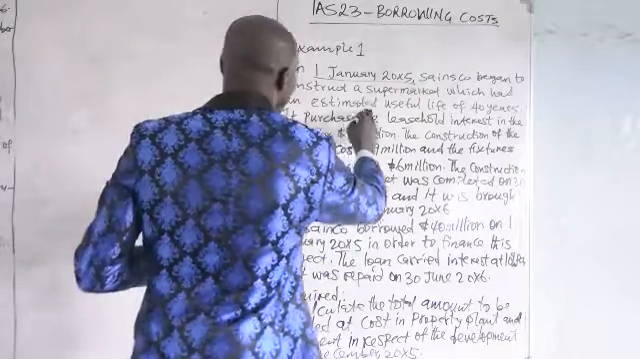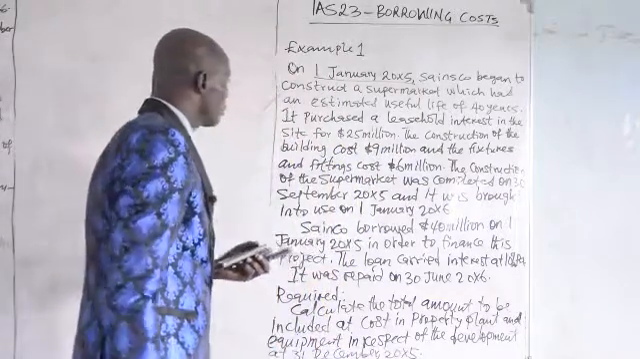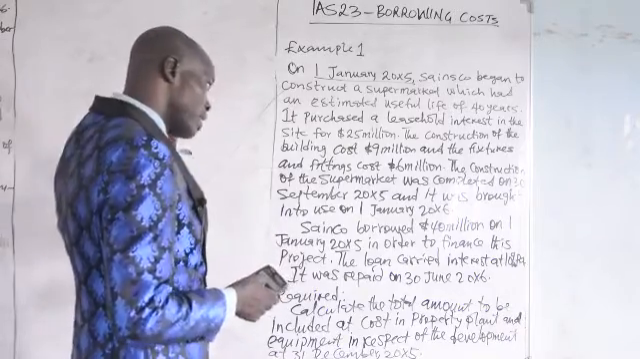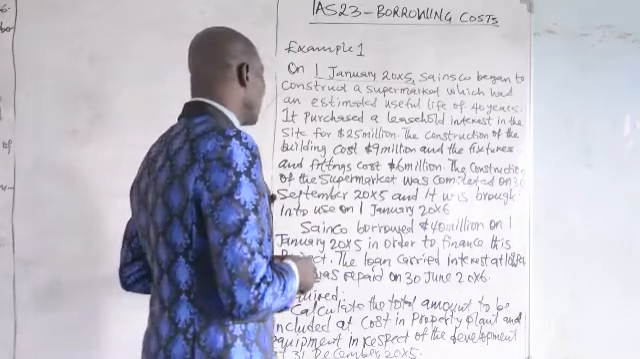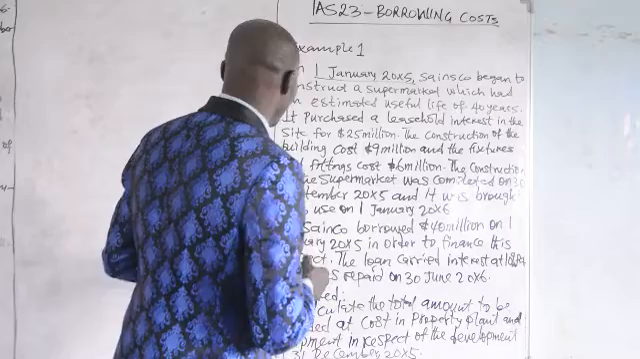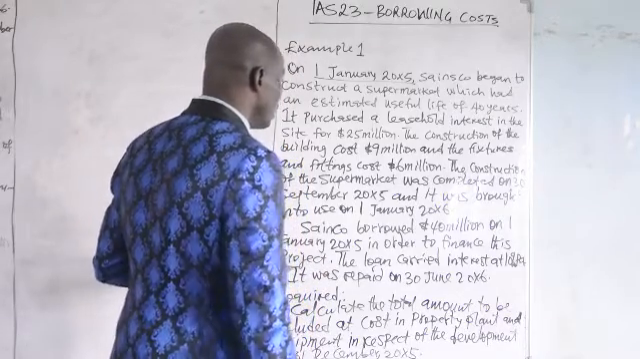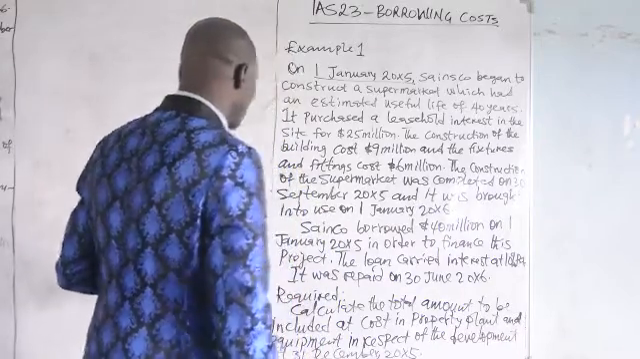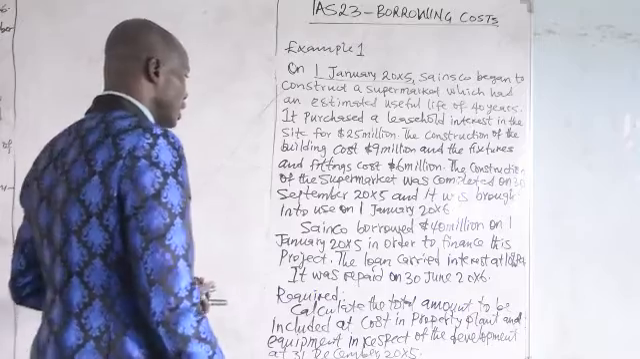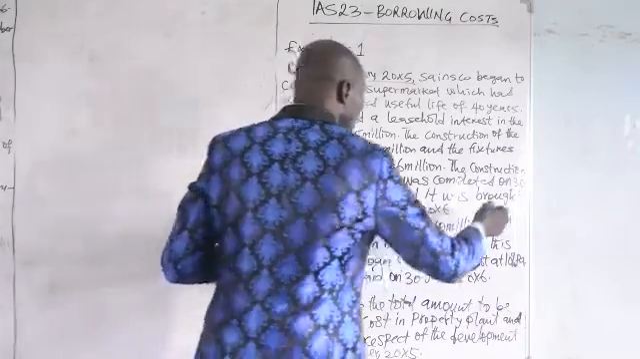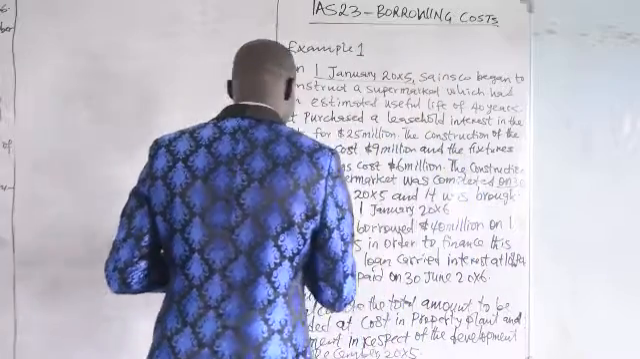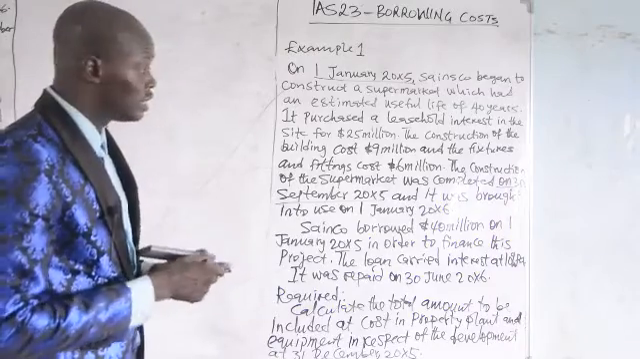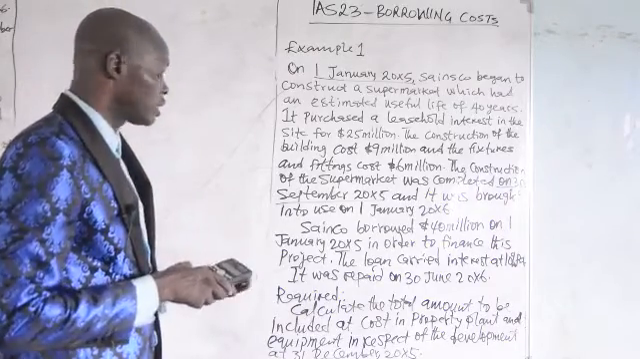which had an estimated useful life of 40 years. It purchased a leasehold interest in the site for $25 million. The construction of the building cost $9 million, and the features and fittings cost $6 million. The construction of the supermarket was completed on 30th of September 2005, and it was brought into use on 1st of January 2006. So the building work was completed as at 30th of September 2005. That is the day the project was assumed to be completed.